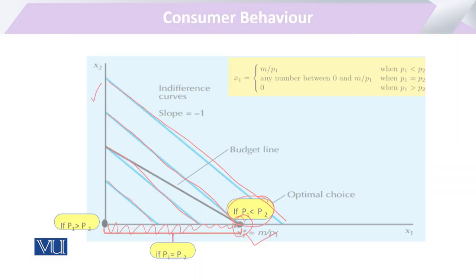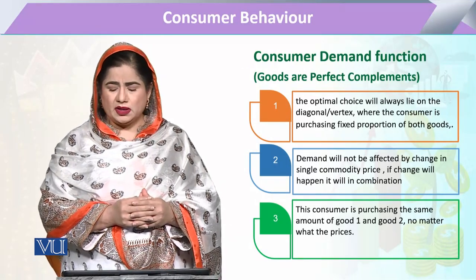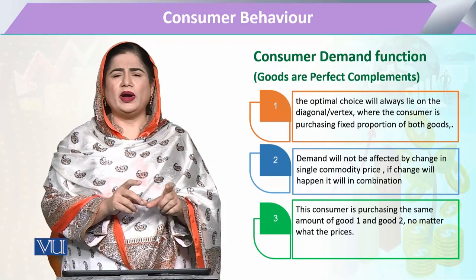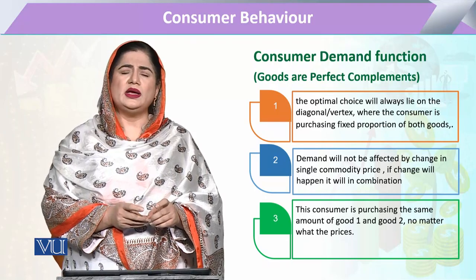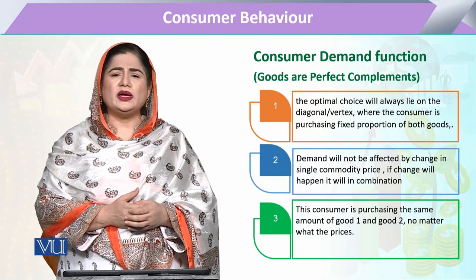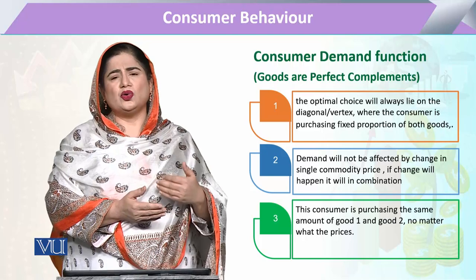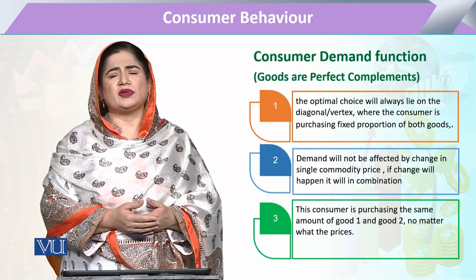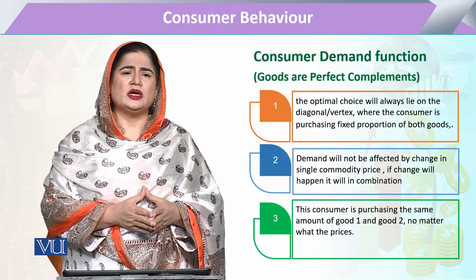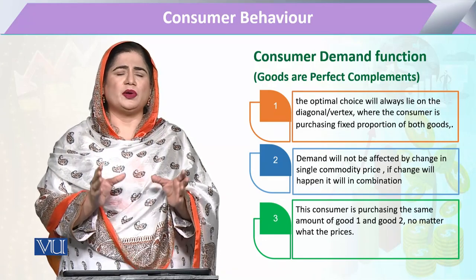The optimal choice that the consumer exhibits always depends on one point related to the budget line. So when the commodities are not substitutes but rather complements, keeping in view the properties of complements, we know that the consumer always uses these commodities in a fixed proportion.